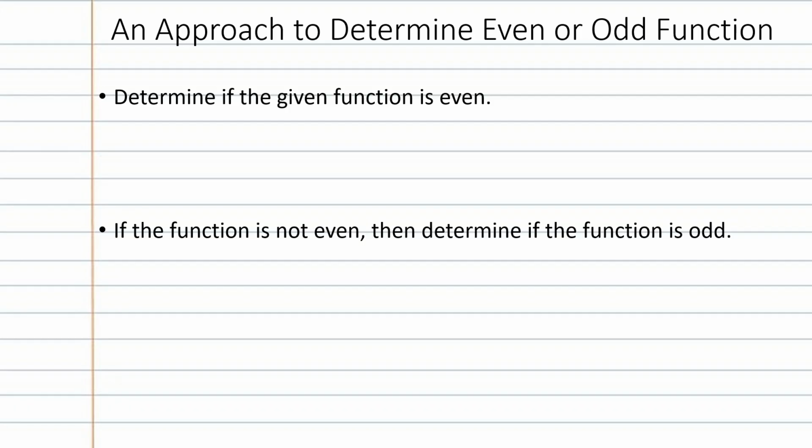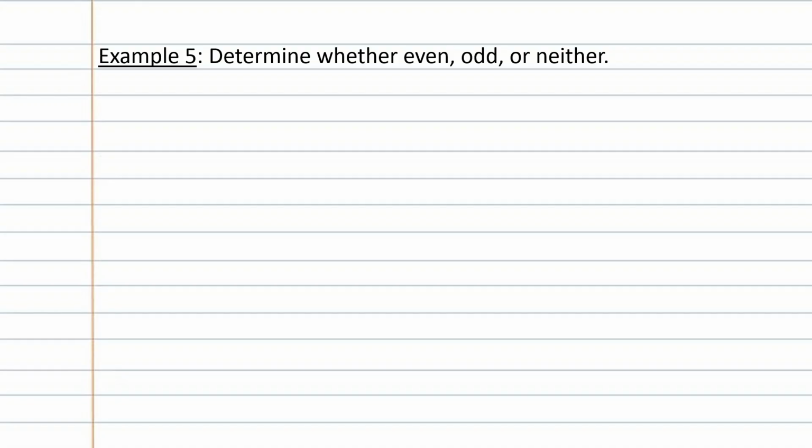So it says determine if the given function is even. If the function is not even, then determine if the function is odd. It's going to be our approach. Okay, so it's determining whether it is even, odd, or neither. Here we have f of x equals the absolute value of x plus 3. So we're going to determine if it's even. Well, even is the same as y-axis symmetry. So I'm going to replace x with negative x.